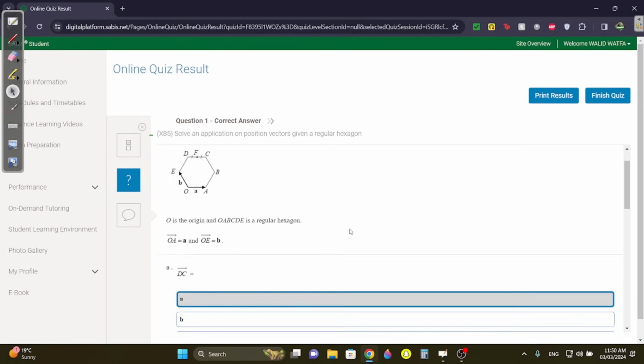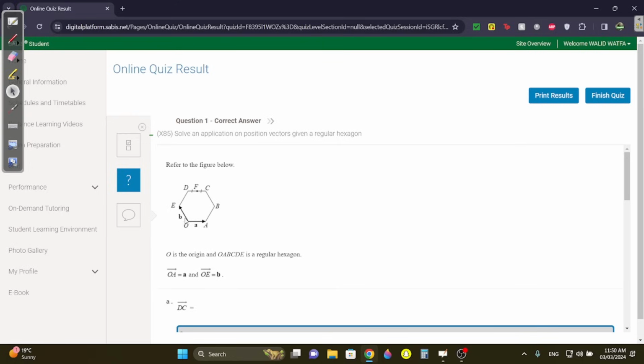Okay, let's start. You have a hexagon. They gave you vector OA is A and OE is B. What's DC? DC is over here. It's parallel to OA, and you know parallel vectors are equal. So DC and OA are equal. If OA is A, DC is also A.